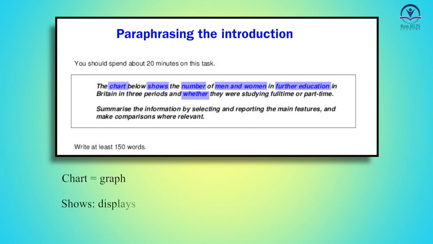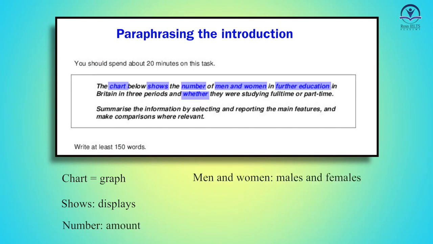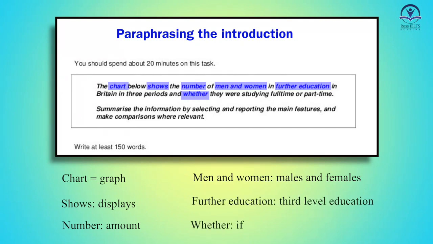Instead of shows, I can say displays. Instead of number, I can say amount. Instead of men and women, I can say males and females. Instead of further education, I can say third level education. Instead of whether, I can say if.